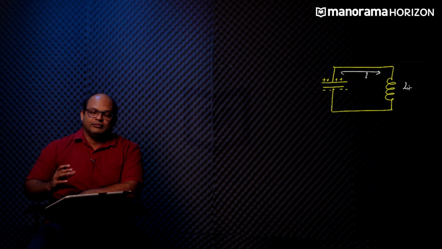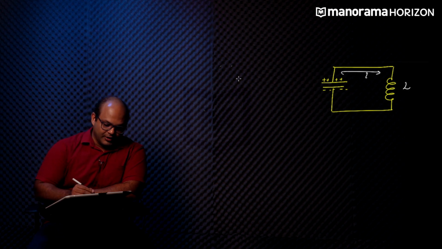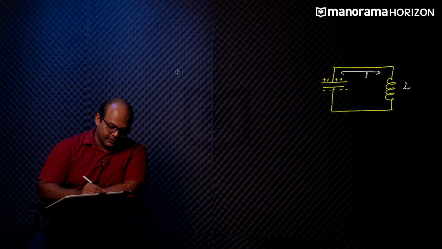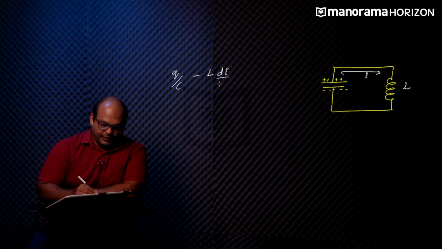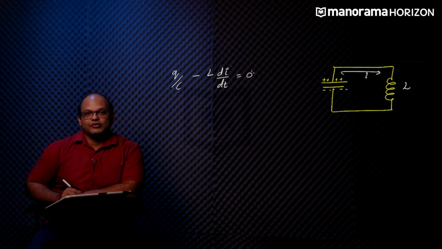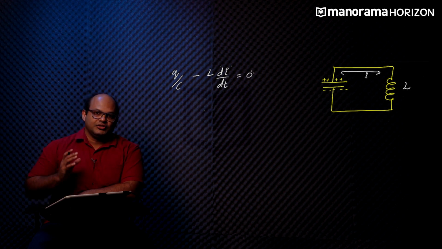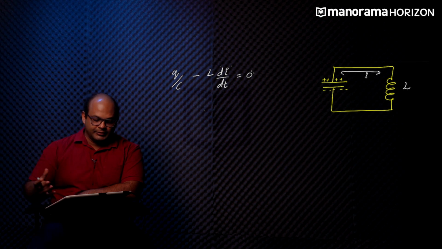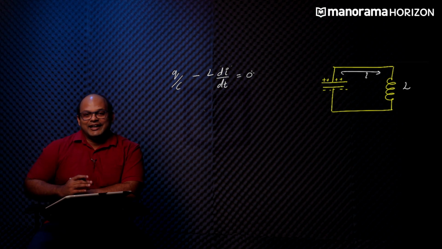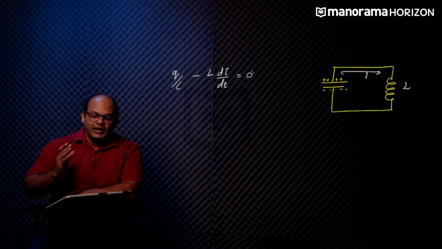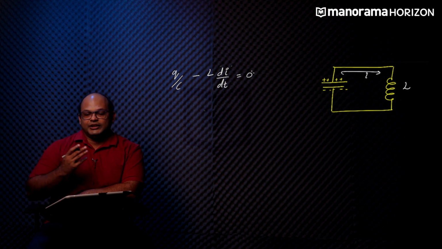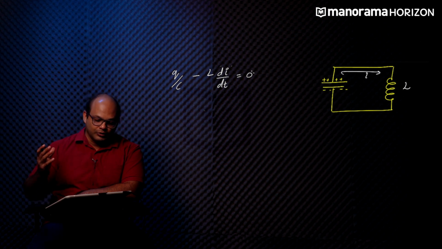We know that the sum of all the voltages inside a closed loop has to be 0 by Kirchhoff's law, and this allows us to construct our first equation. So we can say that Q upon C minus L di by dt is equal to 0. Here Q is the total charge stored on the capacitor when we began the experiment. Capital C is the capacitance, L is the self-inductance of the inductor, and di by dt is the variation of the current in the inductor at that time, and the sum of these two potentials will be equal to 0.